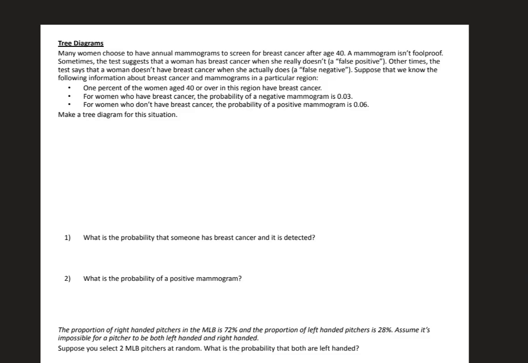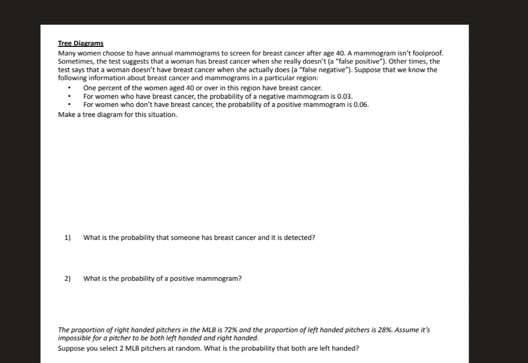events. We can also use the multiplication rule when finding probabilities using tree diagrams. If we look at this example, it's talking about mammograms, and when a woman has a mammogram, sometimes you have a false positive or a false negative. A false positive would mean a woman who doesn't have breast cancer tests positive from the mammogram, and a false negative would be someone who does have breast cancer actually tests negative based off the mammogram.